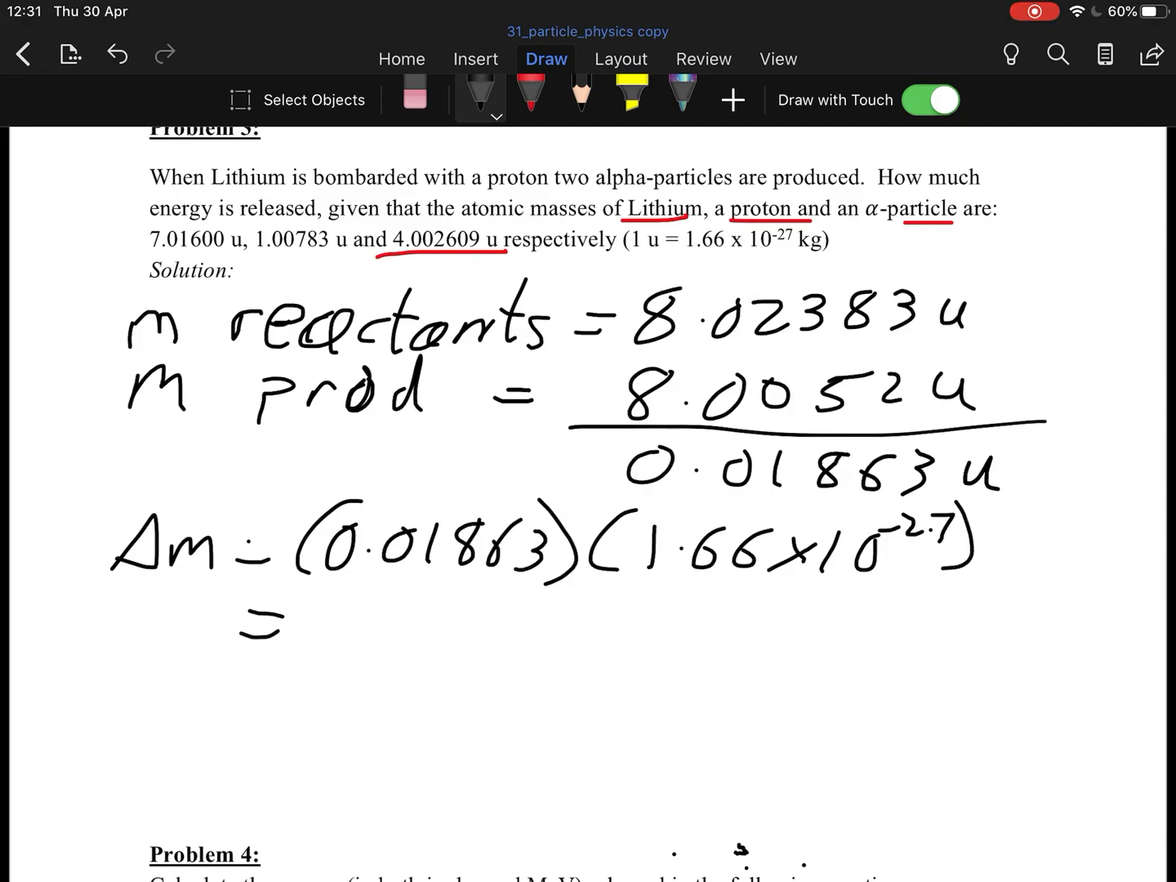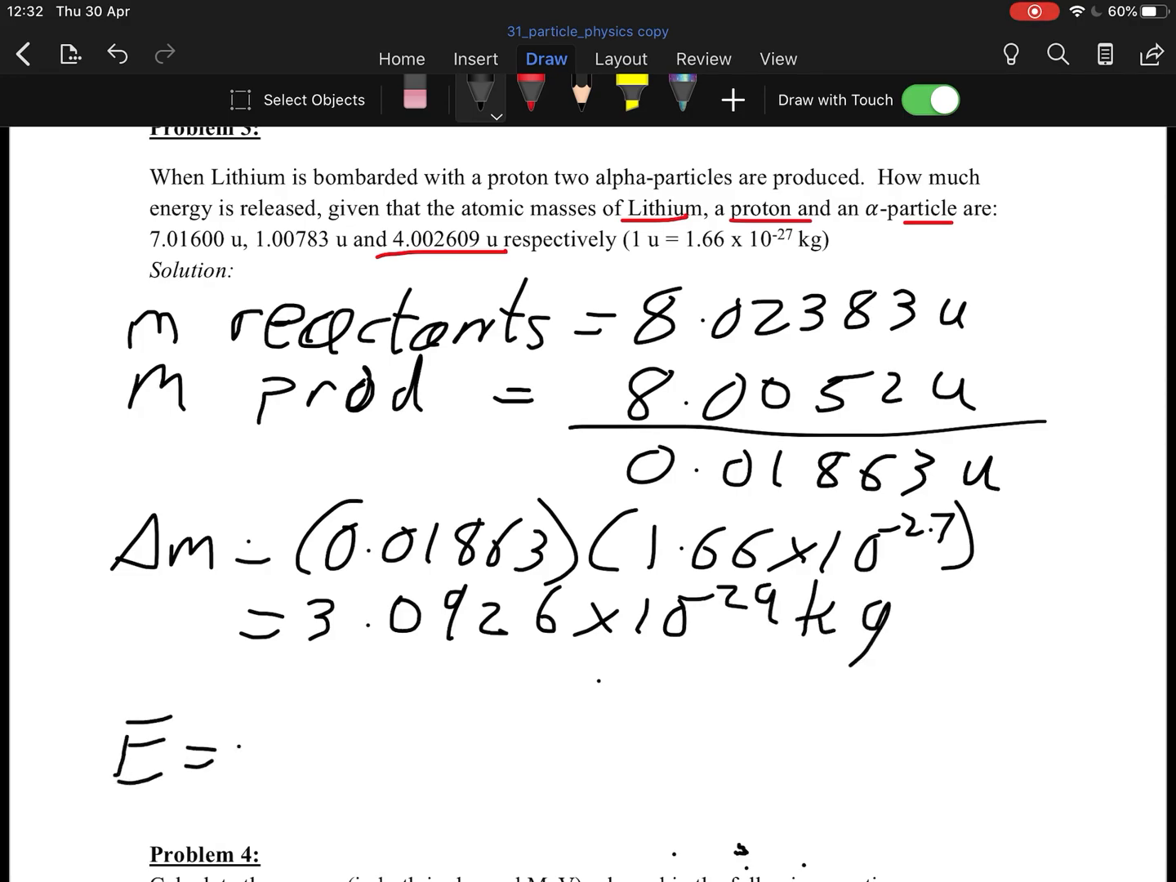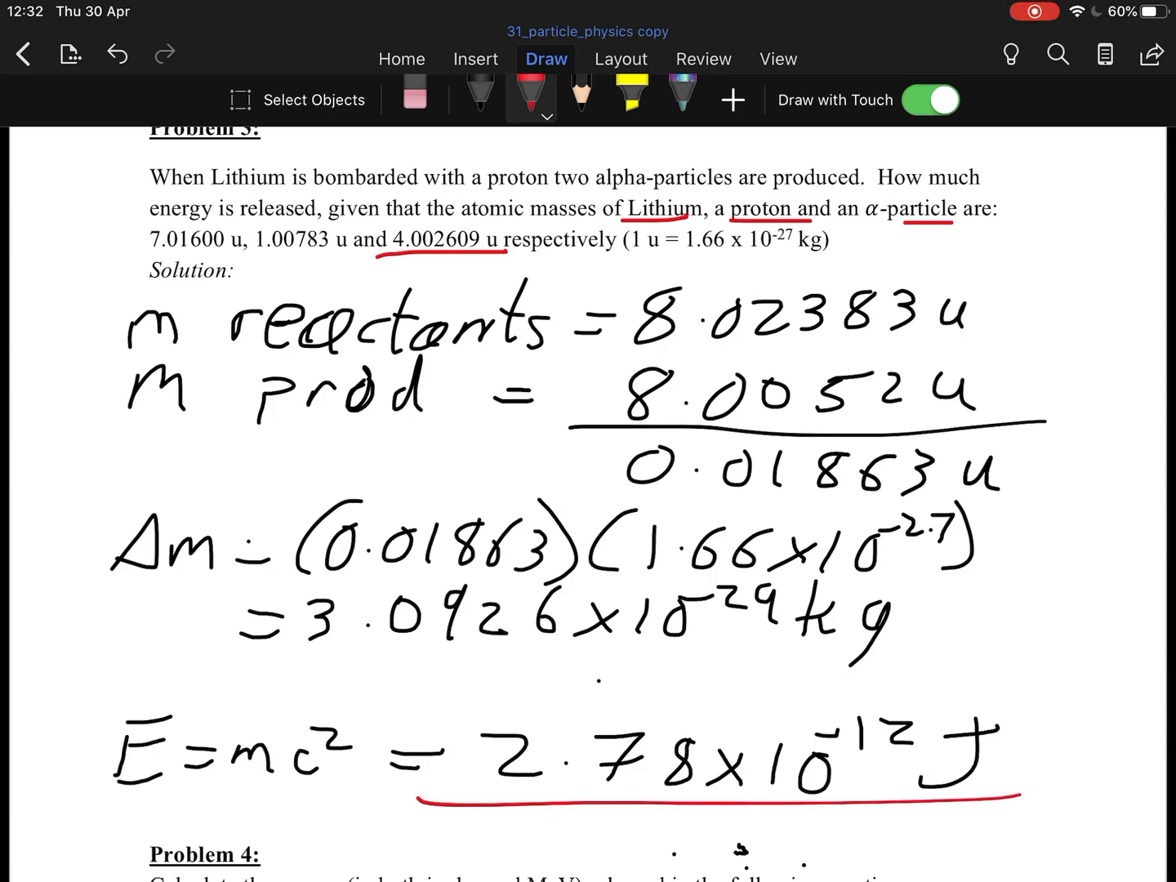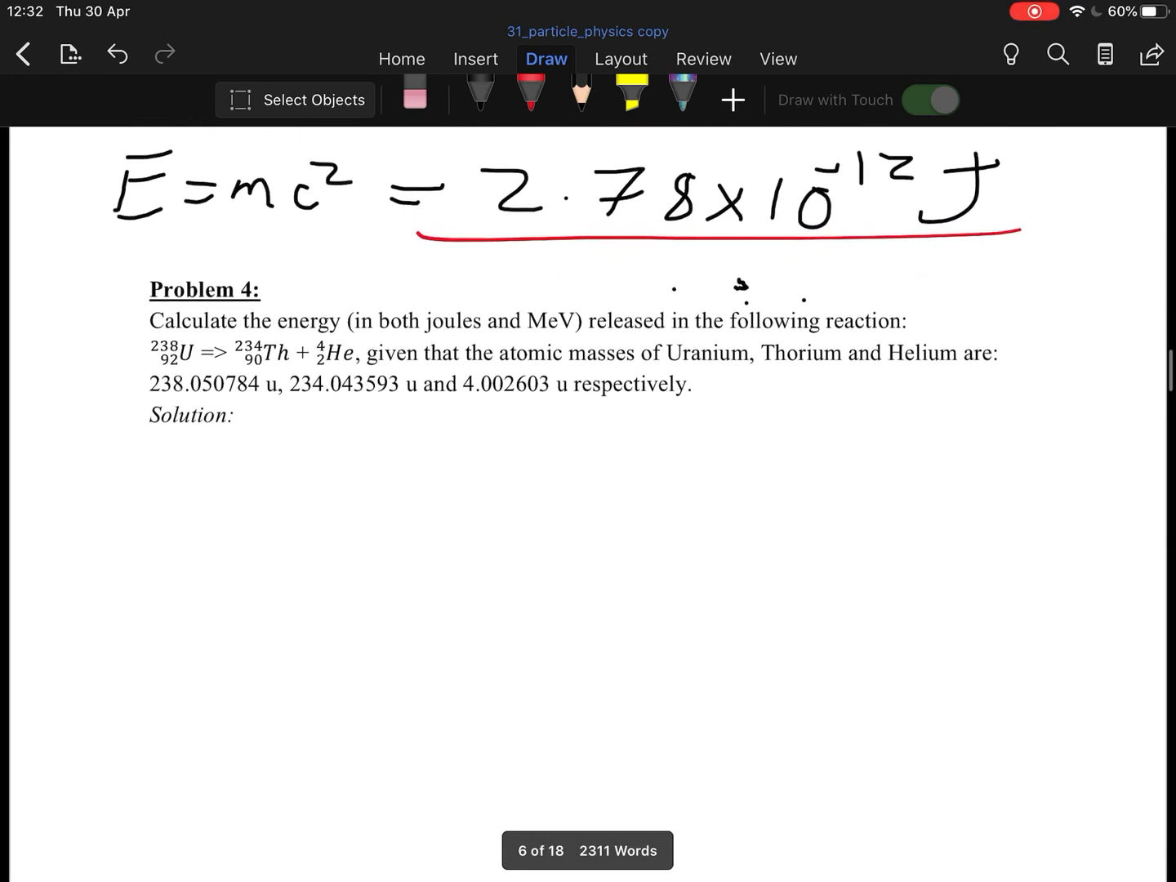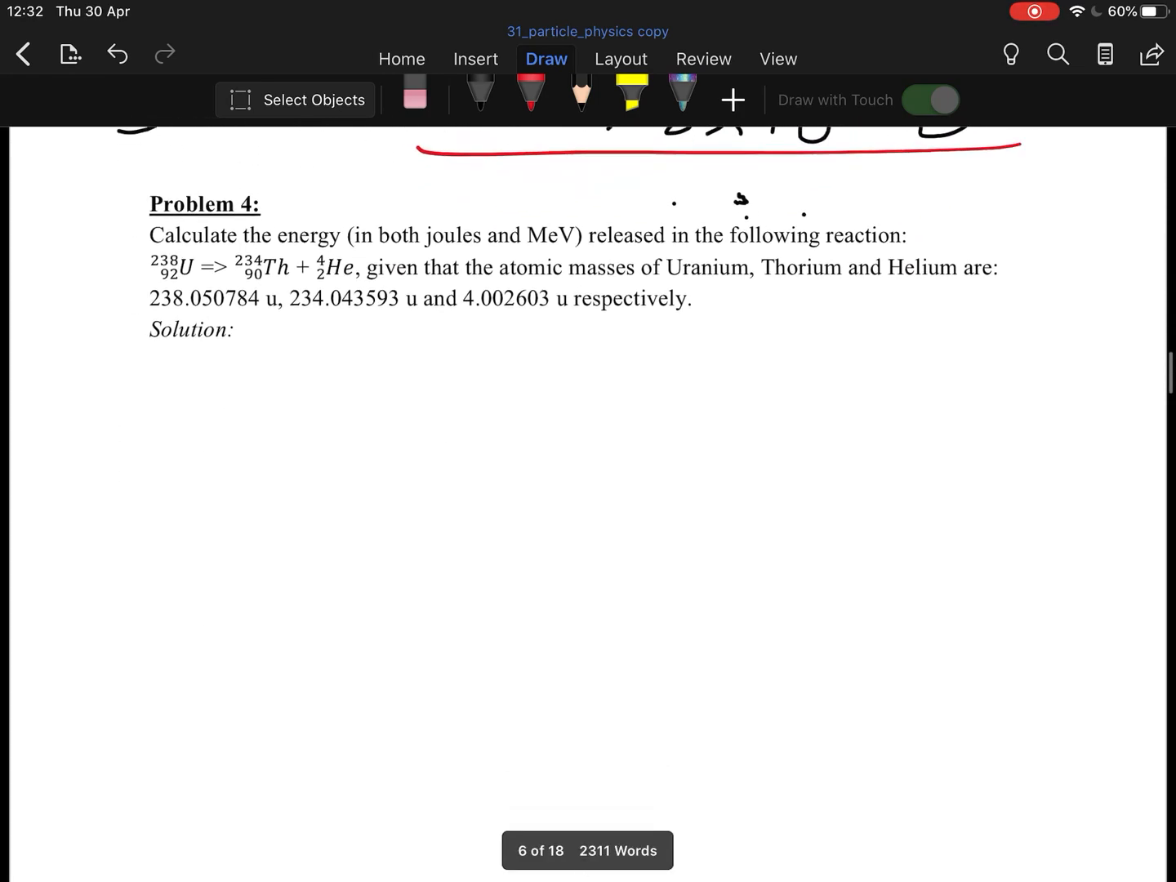So my change in mass should work out to be 3.00926 by 10 to the minus 29 kgs. E equals mc squared, c being 3 by 10 to the 8 squared, which gives me 2.78 by 10 to the minus 12 joules. And there we go. So leave it in the U value until you get your change in mass, then multiply it in. Much easier, less messy, less room for mistakes. Always do the easy option.